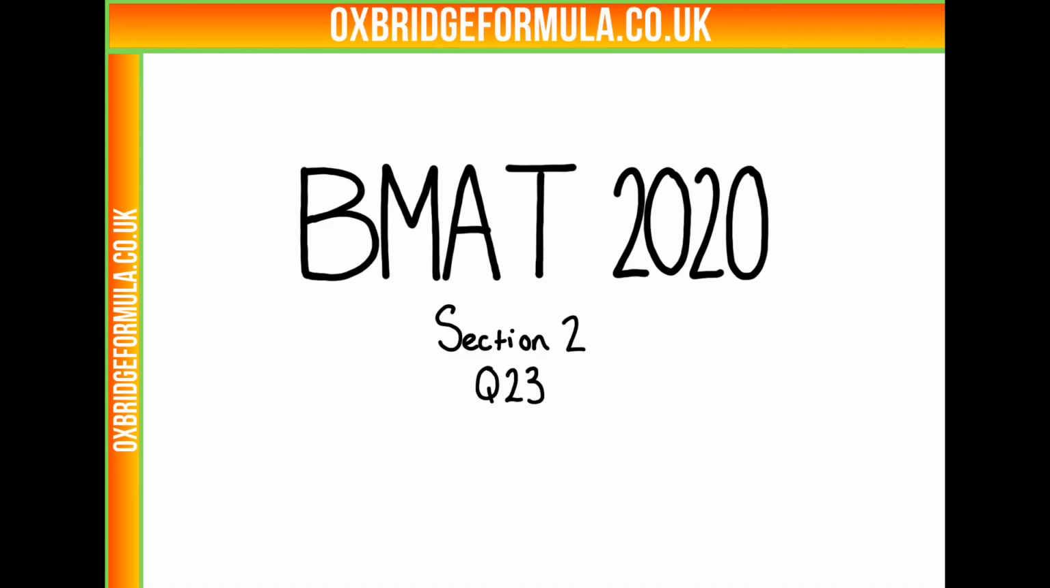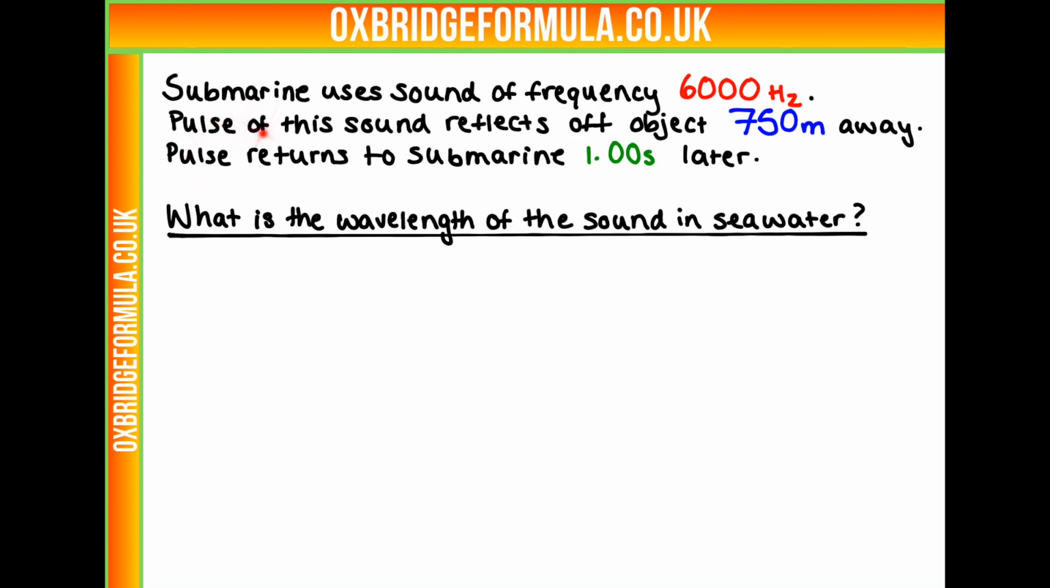In this video, we're looking at BMAT 2020, Section 2, Question 23. We have a submarine that's using the sound of frequency 6,000 Hz. The pulse of this sound reflects off an object 750 metres away, and the pulse returns to the submarine 1 second later. And we need to work out what is the wavelength of the sound in seawater.